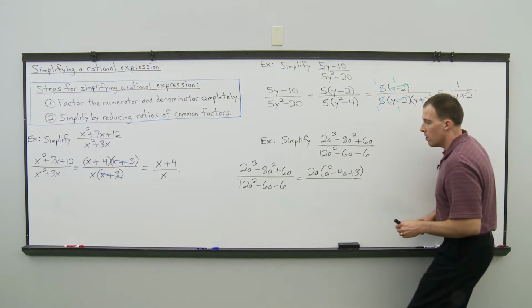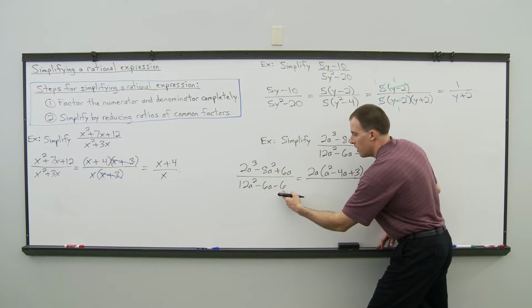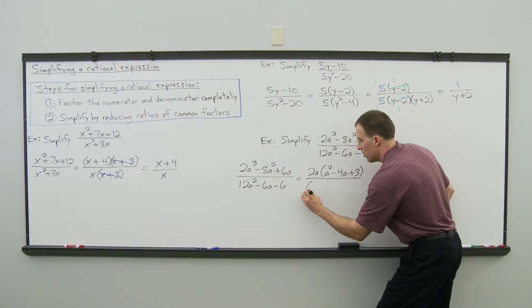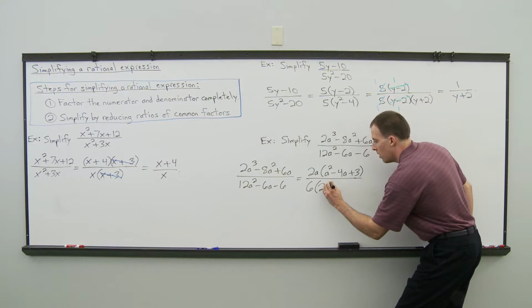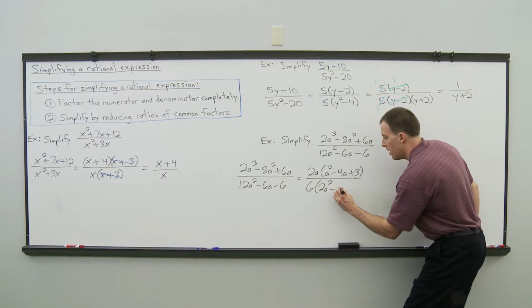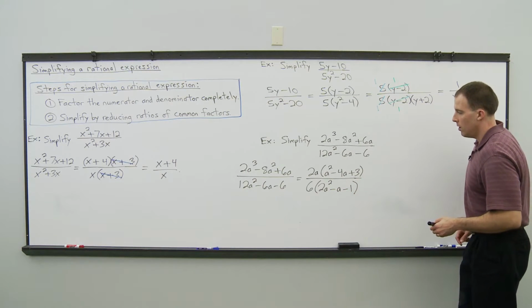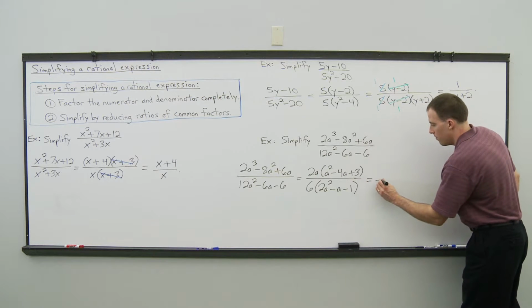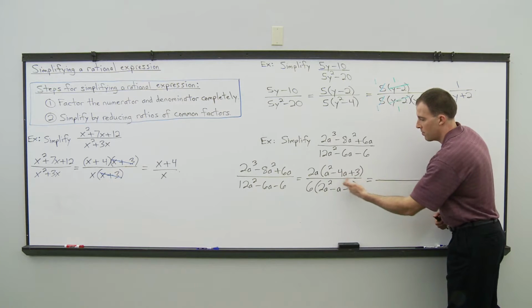In the denominator, looking at the three terms, I believe we also have a common factor among these three terms, and it's 6. So let's factor out a 6 from all three terms in the denominator. That becomes 6 times, in parentheses, 2a squared minus a minus 1. To get the numerator and denominator completely factored, we would then need to try to factor the trinomials that we have.